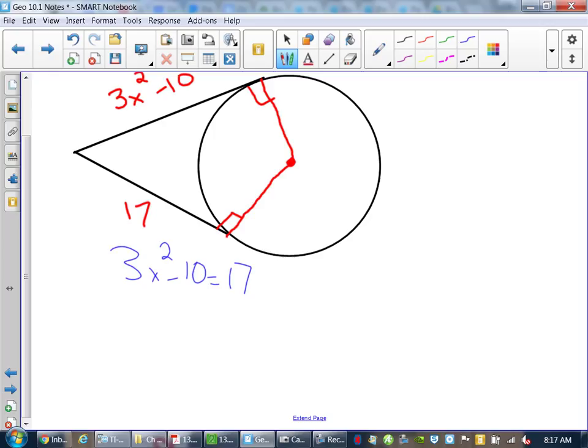Now, is this going to be a straight factoring problem, or is this a solve for x problem? It's actually a solve for x problem, because there's only an x squared term, and no other x term that you have to worry about factoring. Okay. So what do you do first? Yeah, add 10, good.